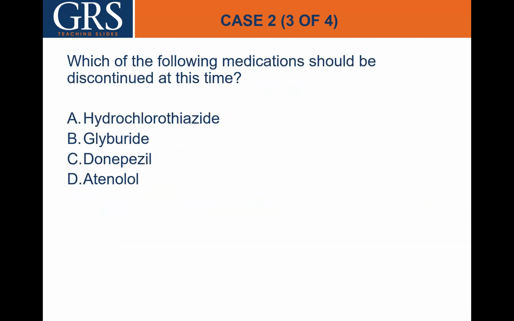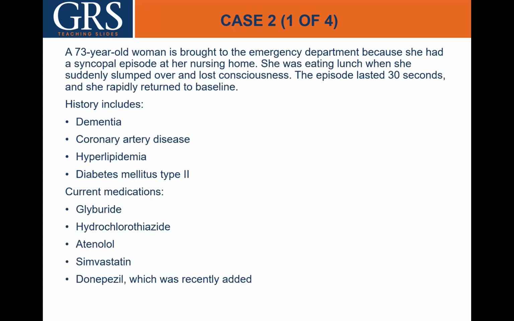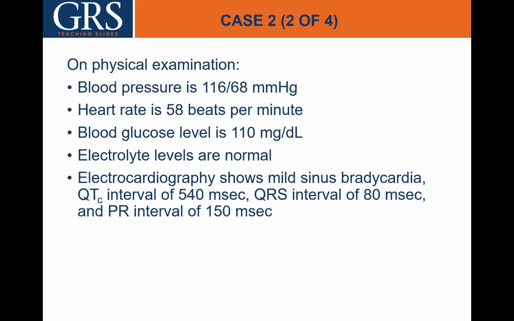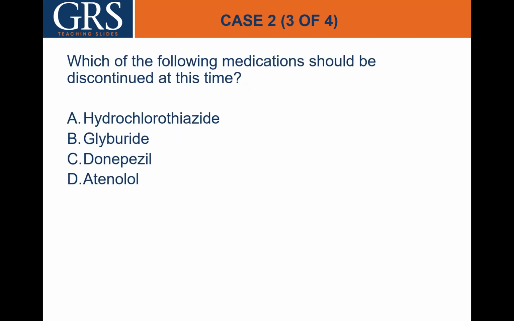So which medication should be discontinued at this time? Hydrochlorothiazide, glyburide, donepezil, atenolol. Yes, donepezil. Remember we mentioned that donepezil can prolong the QT interval. The normal QT interval in the male is about 360 to 460, and in the female about 350 to 450. This one is 540, which is much longer than the normal level. So definitely we should suspect the patient is taking some medication that can prolong her QT interval.